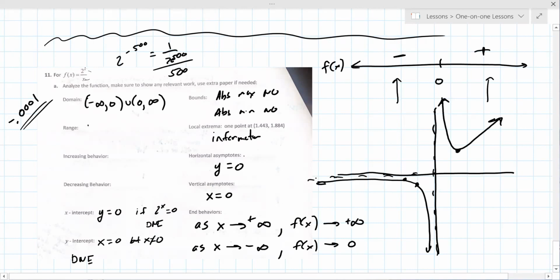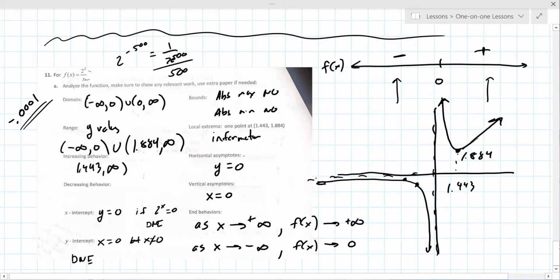The range is the y values. Right. So there you can see that it goes from -infinity to 0. That's this part here. Yep. And then this is the min, this is the 1.884. And then it grows to infinity from there. Okay. Then it's increasing from 1.884 to infinity, right? It's the x value now though, 1.443. But yes, it does go to infinity, and then it decreases in 2 regions.